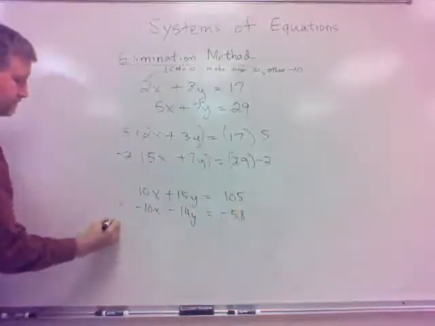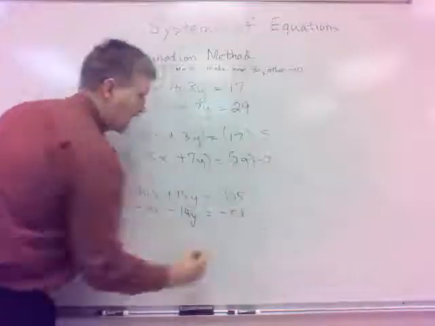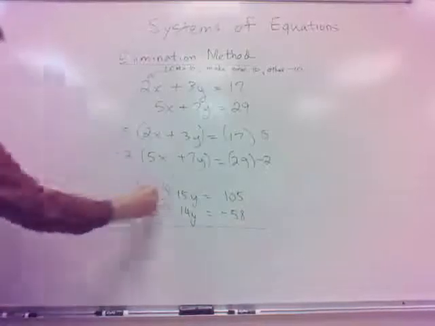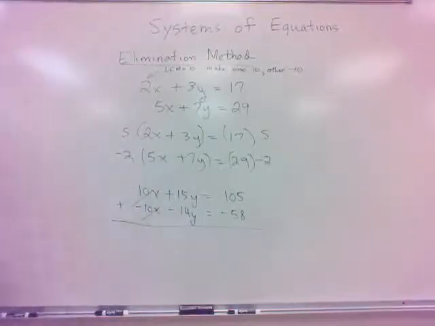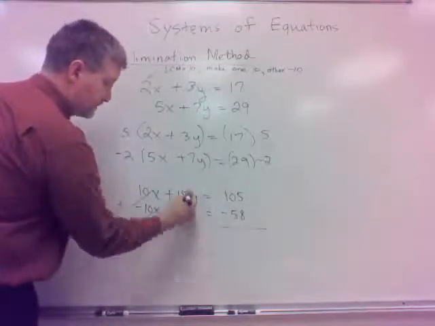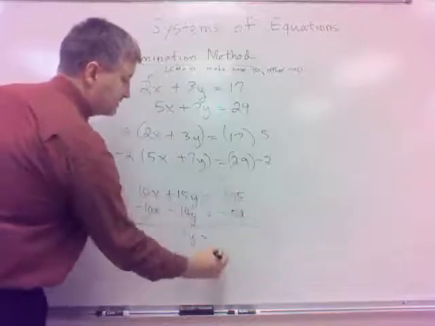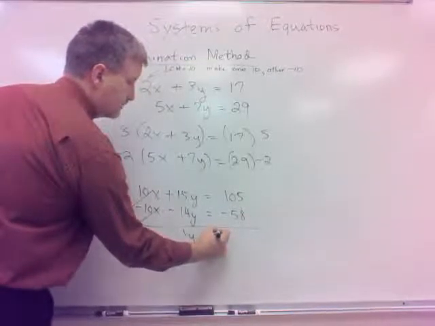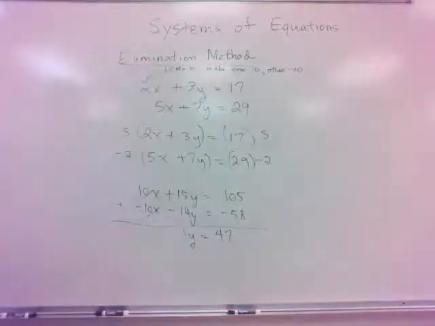And here's what I do next. Is that okay? Did I do that right? I'm going to add the two equations together now, because now, 10x minus 10x, that's 0x, that's just 0. And then see what happens in the rest. 15y minus 14y, hey, that's really nice, because that's 1y. 105 minus 58 is 47. Oh, 85. Where?